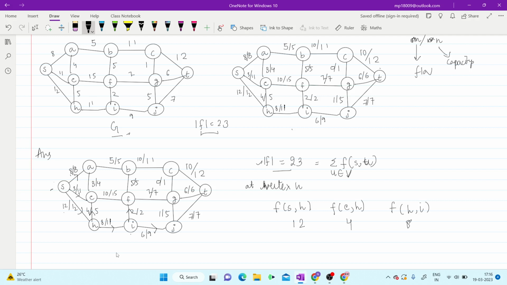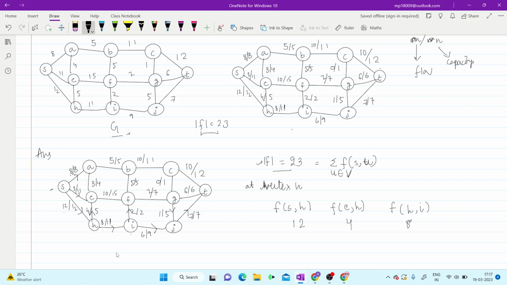Now, what about the vertex J? What about these edges GJ and JT? What should be the direction? G to J and J to T. Yes, G to J and J to T. So here also the conservation law is satisfied.